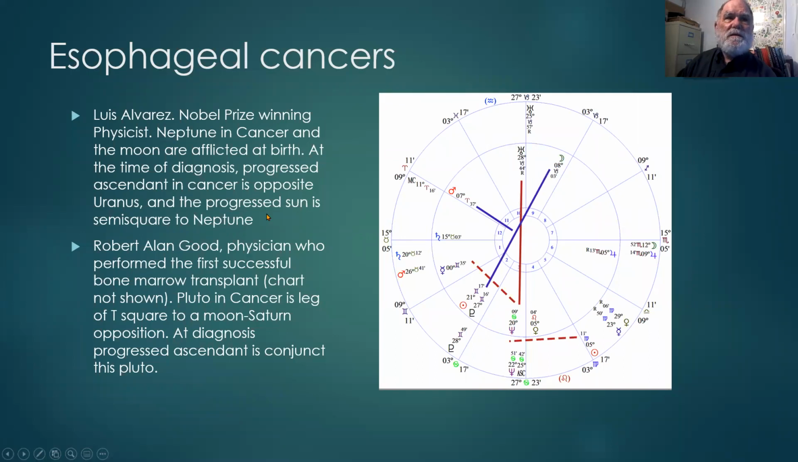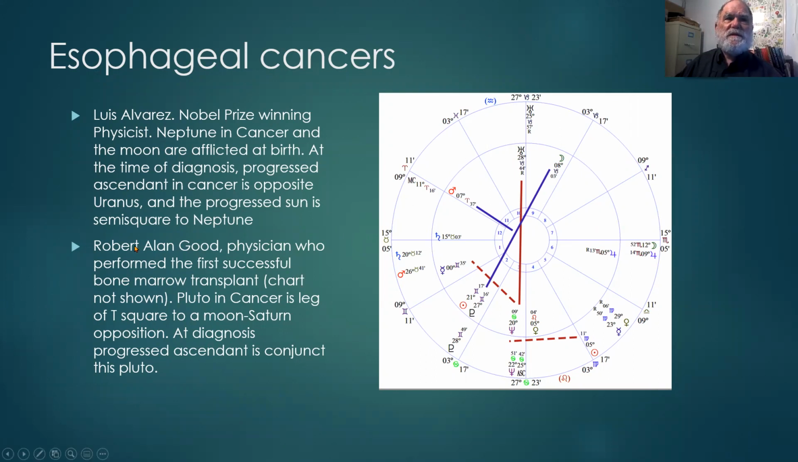Okay. At the time of the diagnosis, the progressed ascendant is here in Cancer, and is opposite Uranus. And the progressed sun is here, and it's semi-square to Neptune. So I'm going to reiterate, as I go through these charts, I mentioned in the first couple of classes how important I think semi-square and sesquiquadrate aspects are. And I think you see in these charts, one after another, it would be hard to practice without them. Okay.